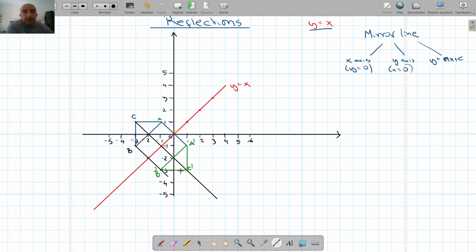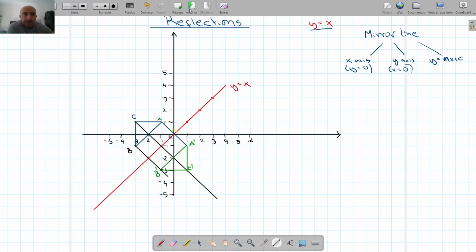So remember, if we're given the object and the mirror line, we draw the mirror line, then we draw perpendicular lines to the mirror line that touch the points in the figure. Those points have to be at the same distance from the mirror line on both sides because it's a reflected image. Remember that the image does not change in size, it just is reflected.